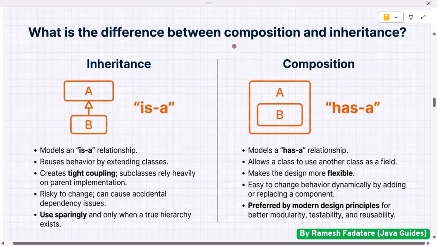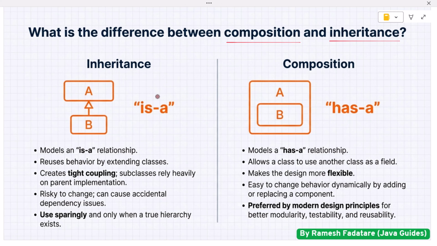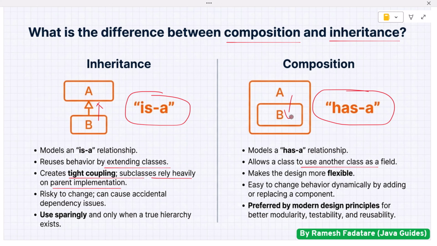Next, what is the difference between composition and inheritance? Inheritance models an is-a relationship, while composition models a has-a relationship. Inheritance reuses behavior by extending classes, but it creates tight coupling because subclasses rely heavily on parent implementation. Composition allows a class to use another class as a field, making the design more flexible.